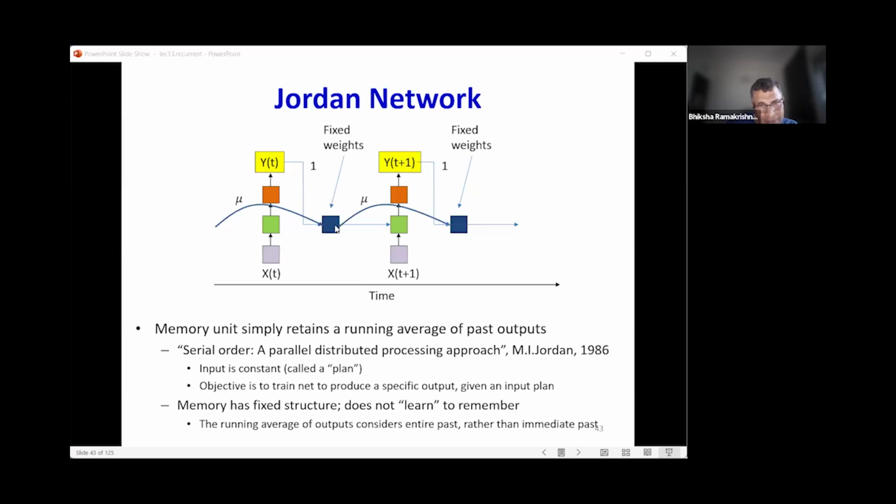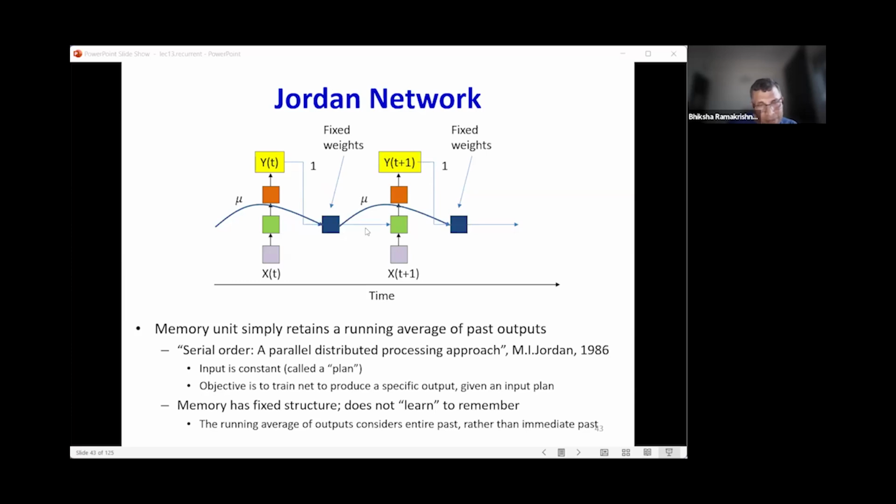So at any time, it's going to be updating itself as some mu times its past value plus the latest output. And this block is what feeds into the hidden layer at the next time when it makes its prediction. So this was the famous Jordan network, where you actually somehow considered all previous outputs when making the next prediction.